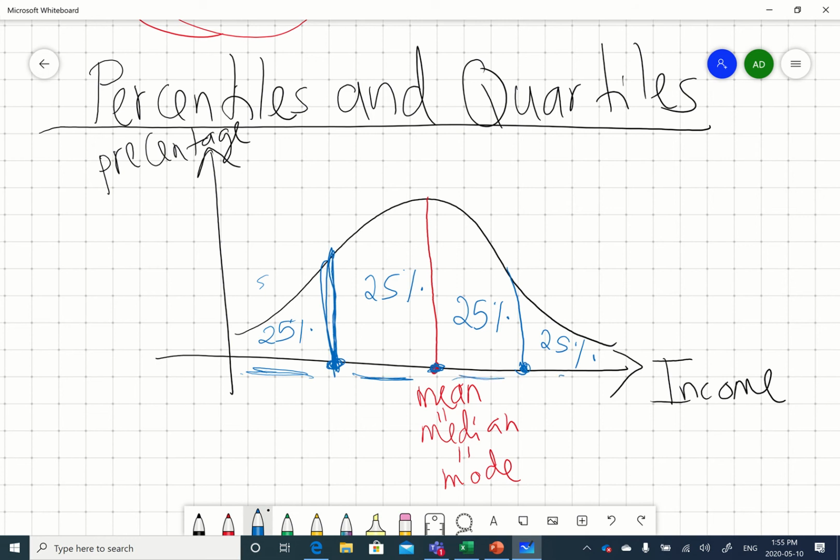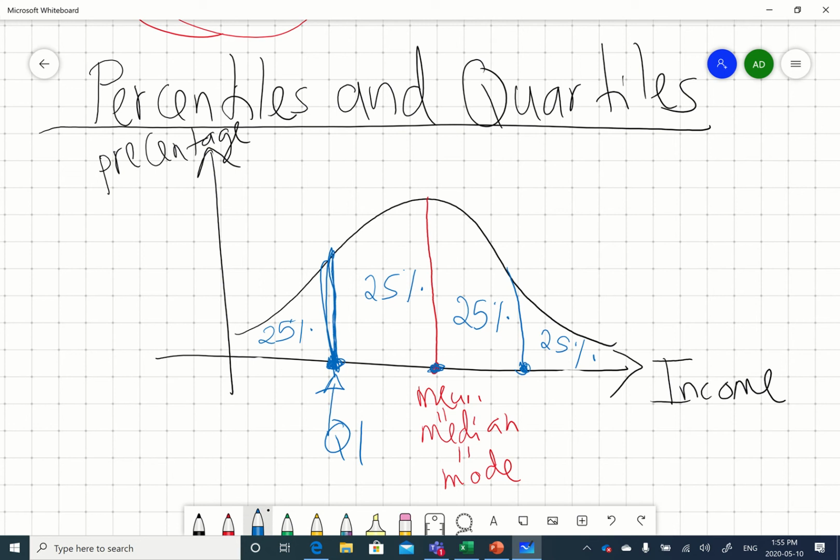5 over here, 5 over here. So that's the idea of dividing your data set into 4 equal pieces. And the interest over here is which point divides your data set into those 4 equal pieces. So these points are called quartiles. This one is called first quartile, Q1.